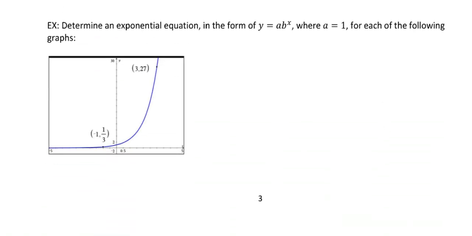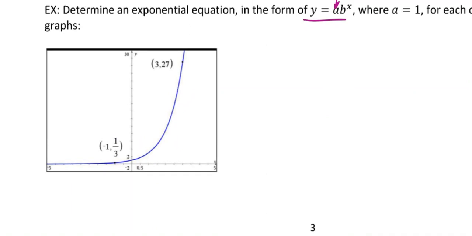Okay, so it says determine an exponential equation in the form of y is equal to a times b to the x, where a is equal to 1. So they told us in this case that a will be equal to 1 for each of the following graphs. So we're given this graph and we need to make an equation out of it. If I write down y is equal to a times b to the x, and a is equal to 1, then really all I'm doing here is trying to figure out what b is.